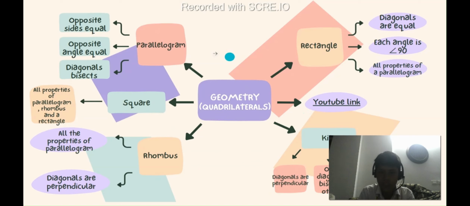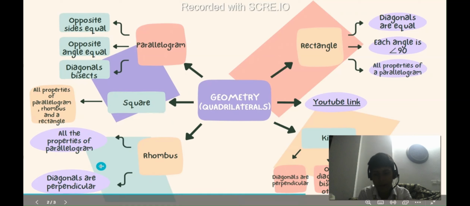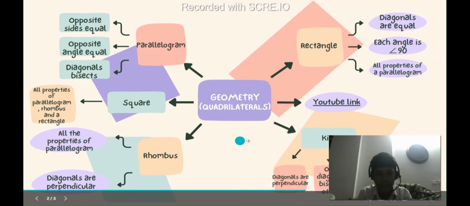So these are the properties of some of the shapes. A parallelogram has opposite sides equal, opposite angles equal, and the diagonals bisect each other. The square has all the properties of a parallelogram, rhombus, and a rectangle. The rhombus has all the properties of a parallelogram as well as the diagonals are perpendicular.